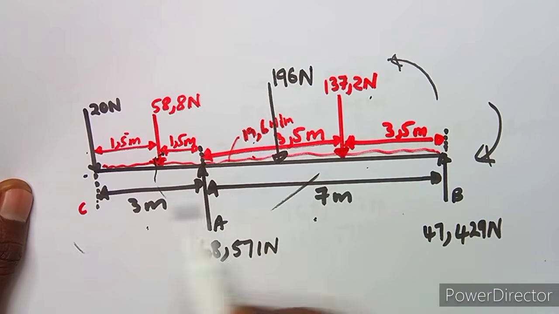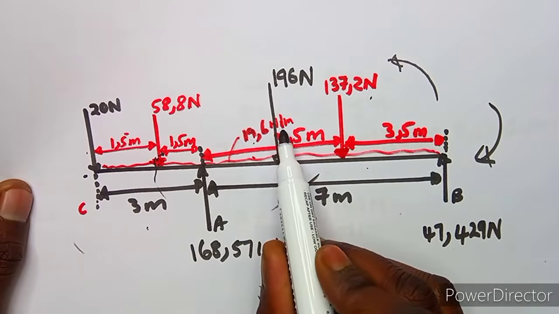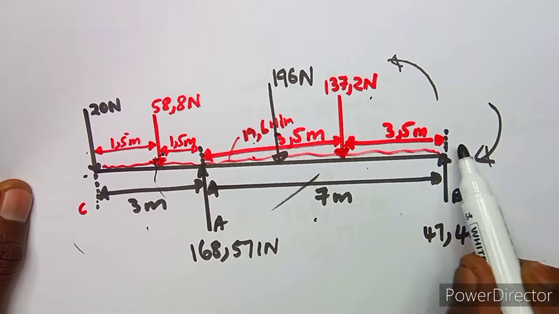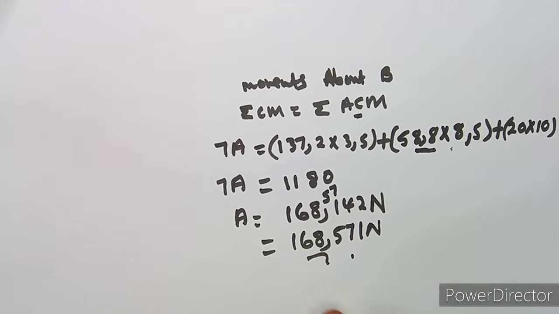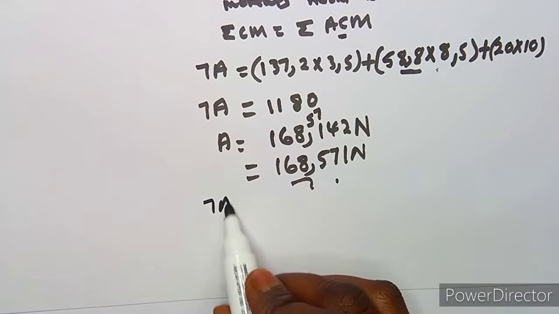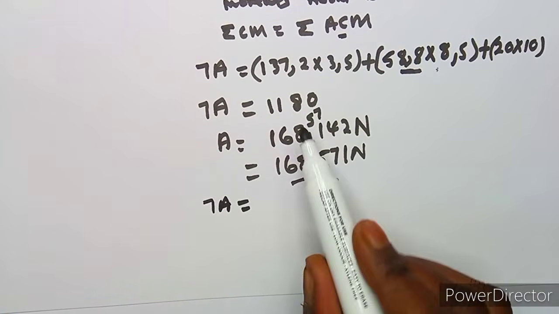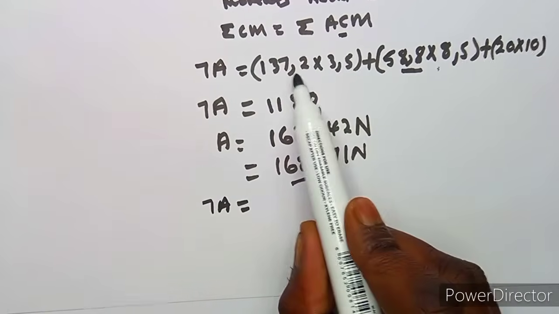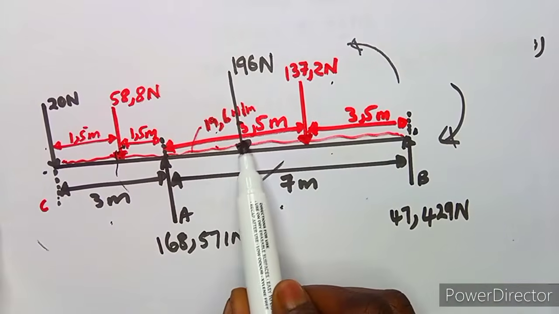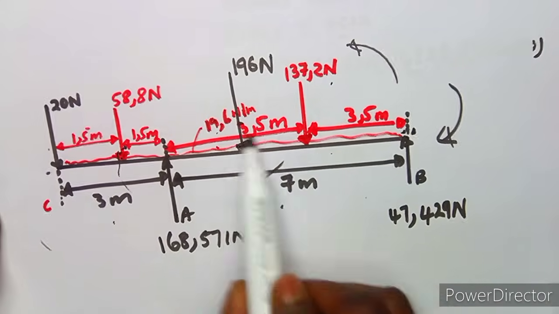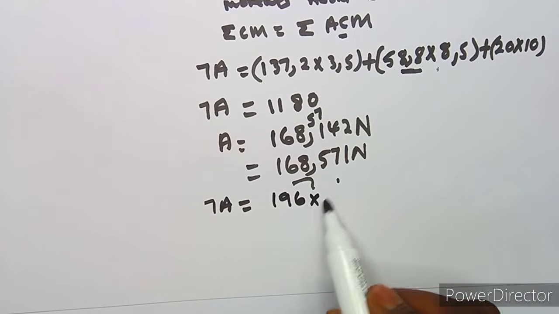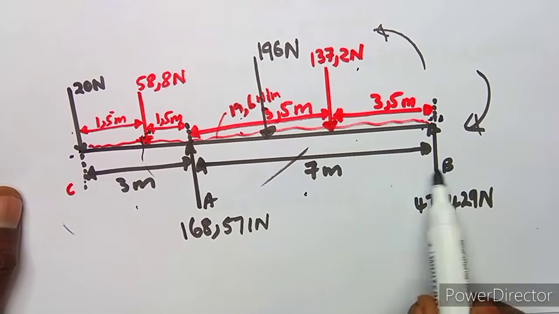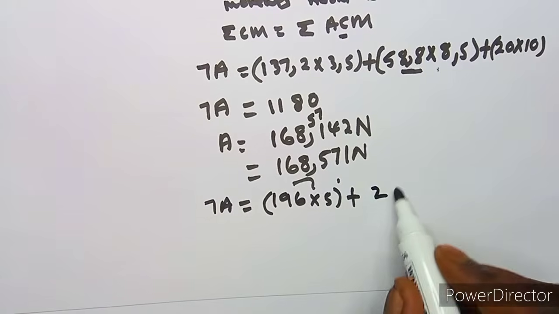Then in between, now since you have taken between 10 meters, it is going to be 5 meters from this point up to B. So this could have been taken like this. We could have taken it like 7A is equal to, instead of taking this 137, now we are going to take it as 196 times 5, because we have taken it in between, so it's now between 5 meters, so it's 196 times 5 like this, plus the last one, which is 20 back to this one, which is 20 times 10.